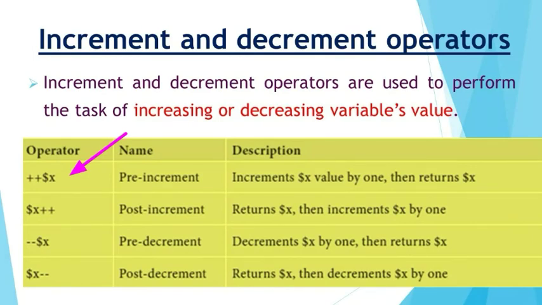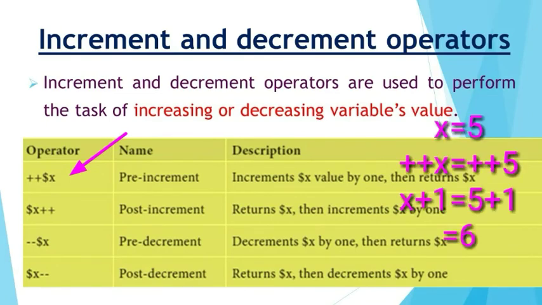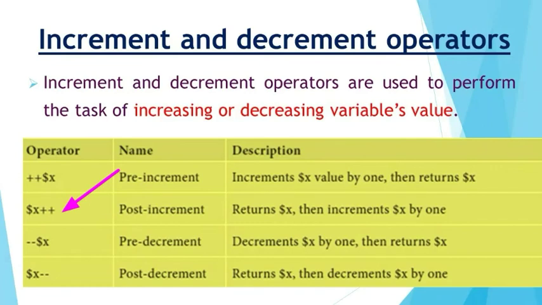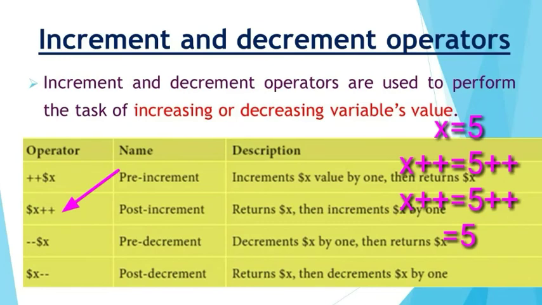Which means, let's take the x value as 5. So ++5. Here you have to increment the x value by 1. The x value is 5, so first you increment the value by 1. So ++5 means 6. Then it returns the x value. The x value is now 6. And then see post-increment, x++. The x value is 5. 5++ means it returns x, that is 5, and then it will be incremented by 1.